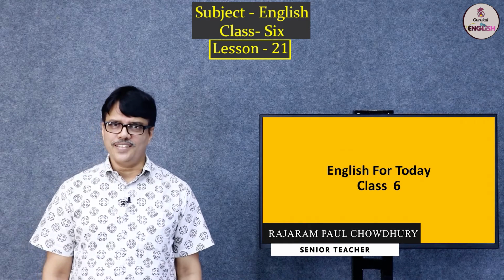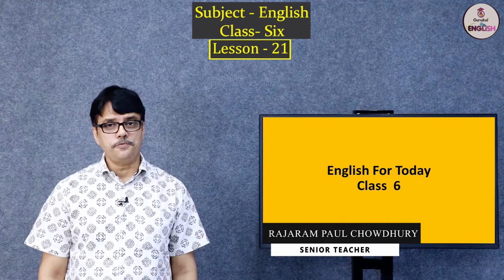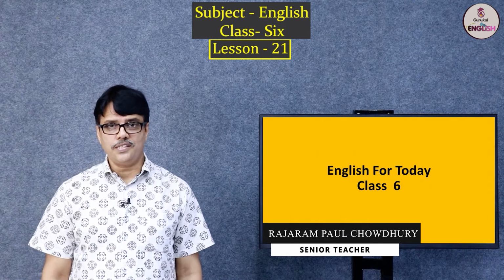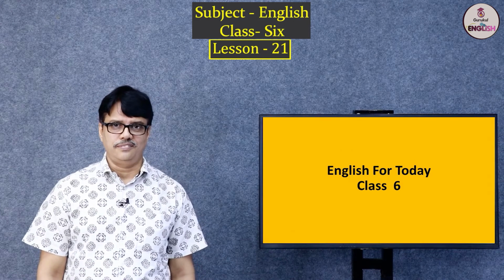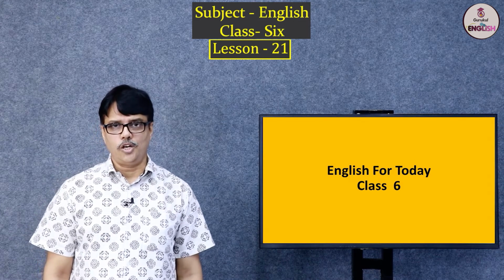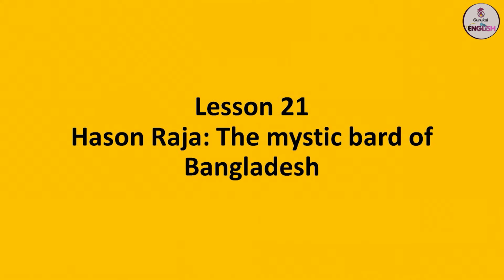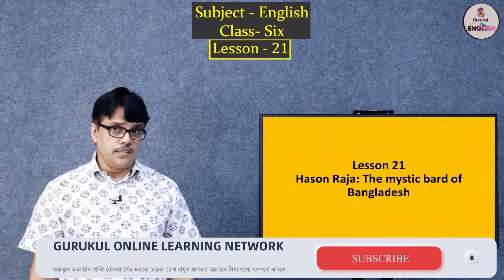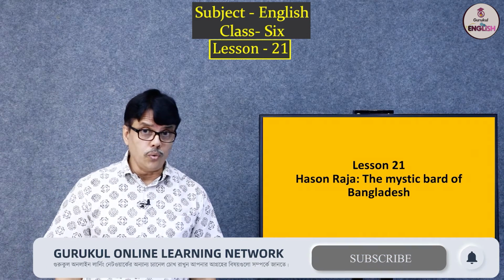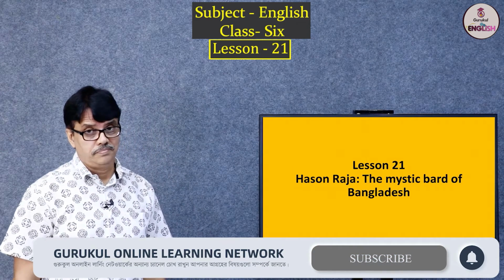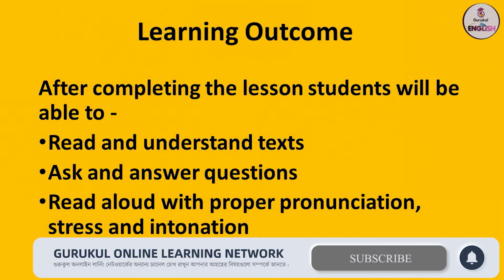I am going to take a class on English first paper, class 6, lesson 21. The title of the lesson is Hason Raja, the mystic bird of Bangladesh. At first, students, we have to know the learning outcome. That means which things we are going to learn today.